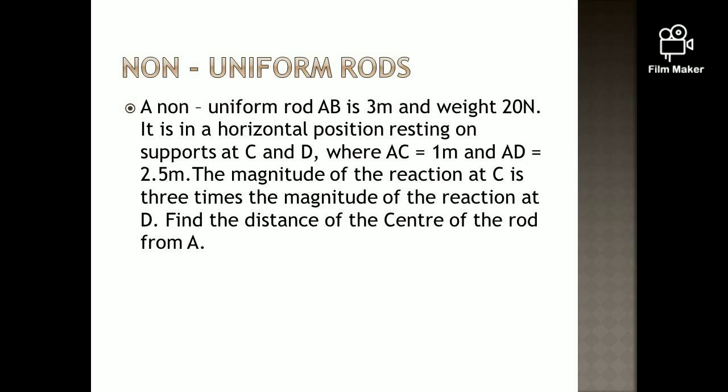The magnitude of reaction at C is 3 times the magnitude of reaction at D. Therefore, you can mark the reaction at C is 3 times the reaction at D. So you can mark reaction at D as R and reaction at C as 3R. Find the distance of the center of mass of the rod from A. That is the important point. In the previous question, they had given the length from the center of gravity to point A. In this question, that is what we need to find as your final answer. Now, let's see how to find this value after drawing a proper figure for this kind of question.